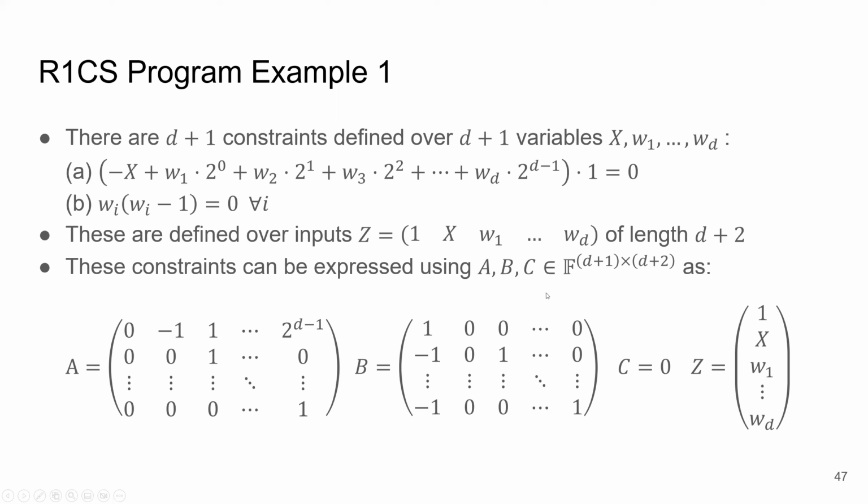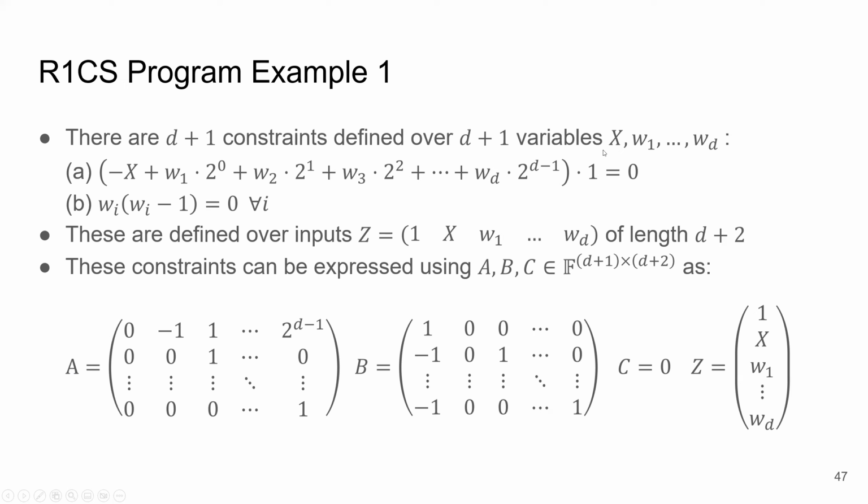Sorry? Yeah, I wasn't sure if that was a rhetorical question. I just said 1. Oh, yes, thanks. And then the coefficient for W2 would be 2. The coefficient for W3 would be 4. And then finally, the coefficient for WD would be 2 to the D minus 1. And so these coefficients together will be the first row of our matrix A.